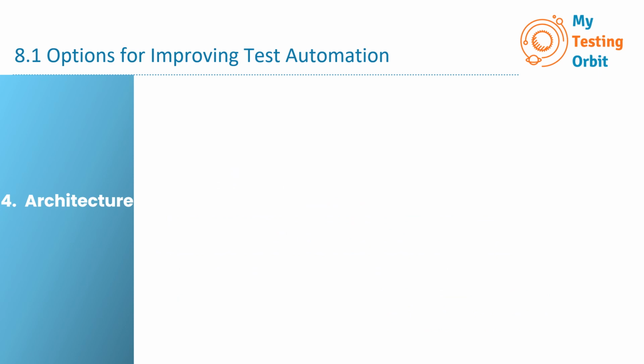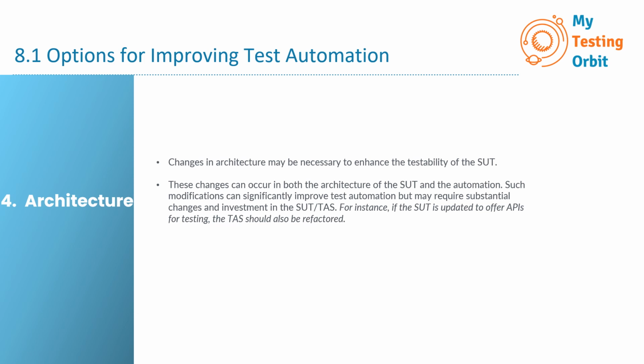Then number 4, we have architecture. Changes in architecture may be necessary to enhance the testability of the SUT. Testability means how easily a system can be tested. If the way the SUT is set up makes testing difficult or not work well, we might need to change how it's built. Test automation depends on how the SUT and TAS work together, so sometimes we might need to change both systems to make testing smoother.